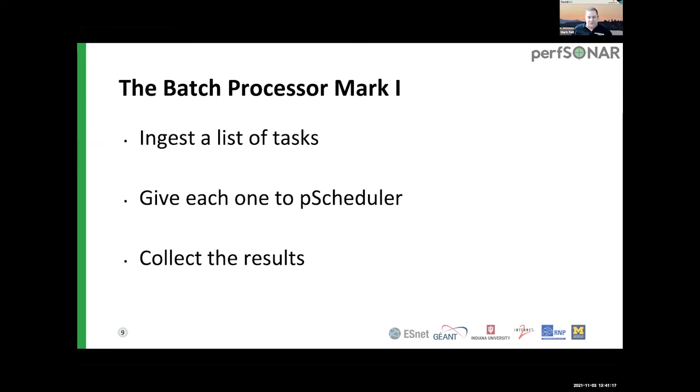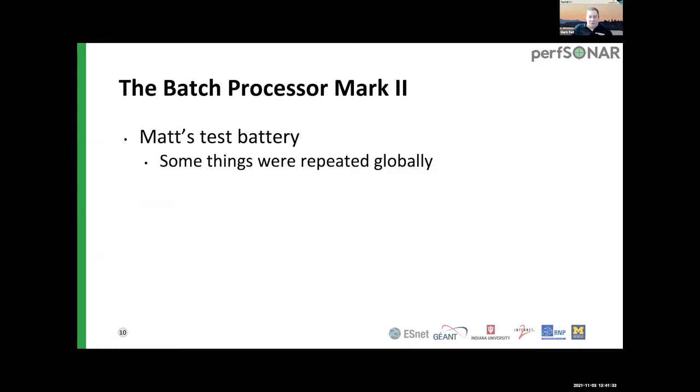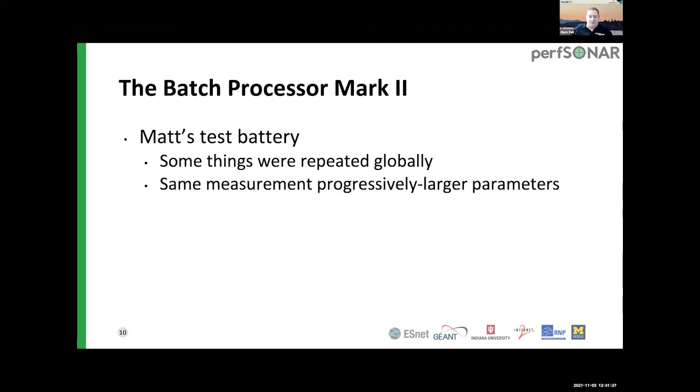Well, this was good, but it was not quite what we needed. So that led to the Mark II batch processor. And again, that was driven by a lot of things that were in Matt's test battery. There were a number of things that were repeated globally. And there were also things where Matt wanted to do the same measurement with, say, progressively larger parameters to see where things started to break down.